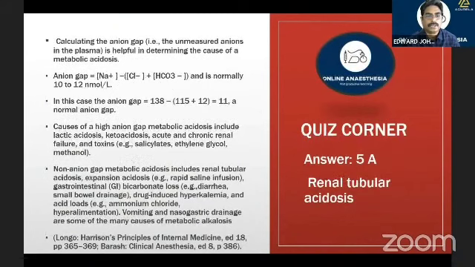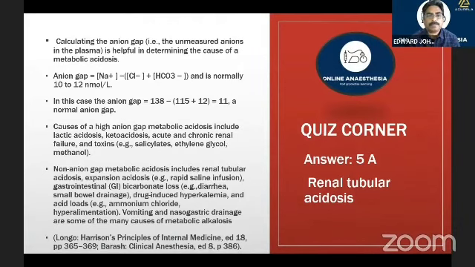So how to calculate the anion gap? It is the difference between cation and anion, that is sodium minus chloride plus bicarbonate, and is normally 10 to 12. In this case, the anion gap is 11, so it is a normal anion gap. So you have to think of the causes of metabolic acidosis with a normal anion gap.